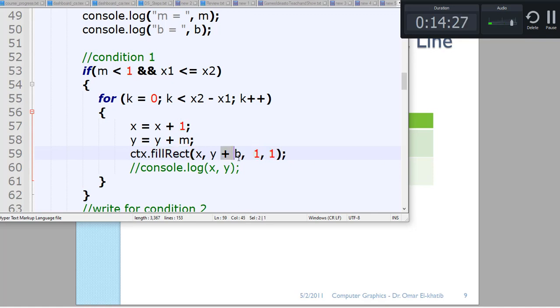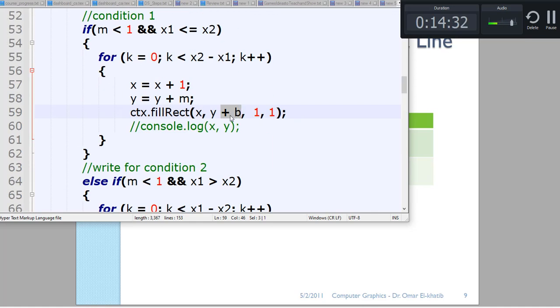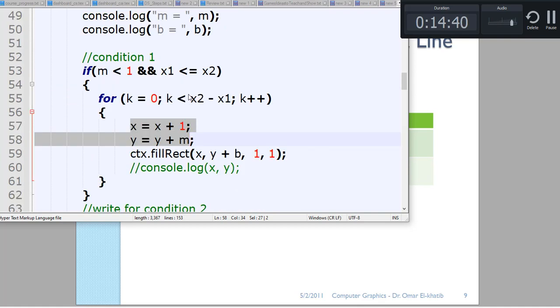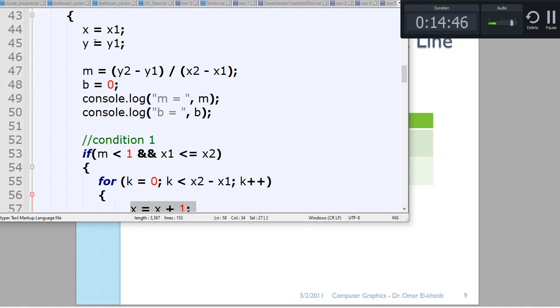Now here I have added b, but b is 0, so it will not do anything. It will just print the x and y position. So here we find the x and y position. Now remember that when we start, we have the very first point. We will print that as well.